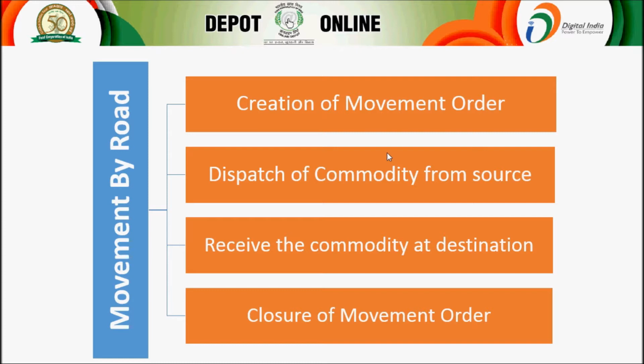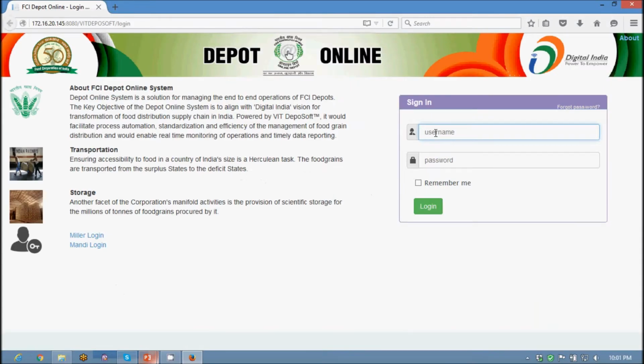Now let us go into the application and see how this movement by road is managed in the Depot Online application. The first step involved in the movement by road is the creation of the movement order. So let us log in as the regional office of the source depot to create a new movement by road order.